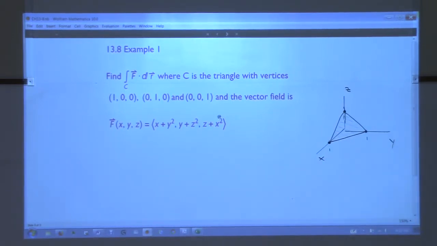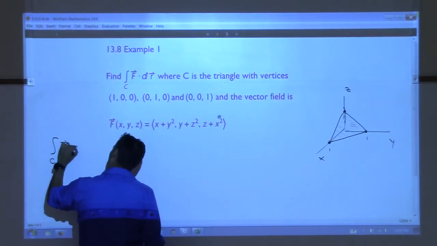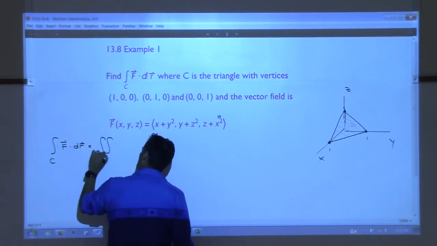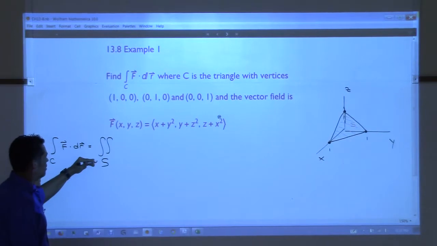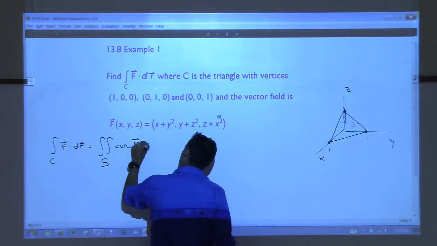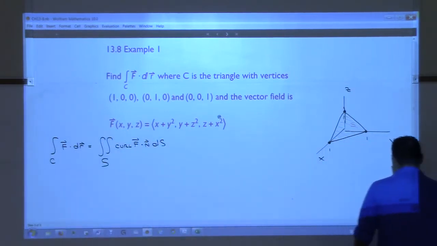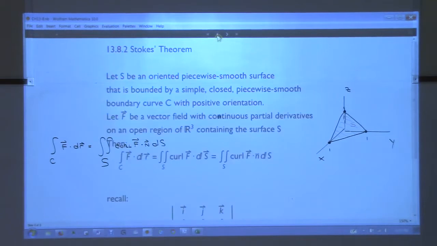All right? Since it's the boundary of that surface, S, I can turn this line integral into a surface integral. So this line integral will be equal to the surface integral, which is a double integral, of the curl of F dot n dS. All right, so this is just using Stokes' theorem. Okay, using this right here. Now we could also just use this. I'll write them both down so we have them.